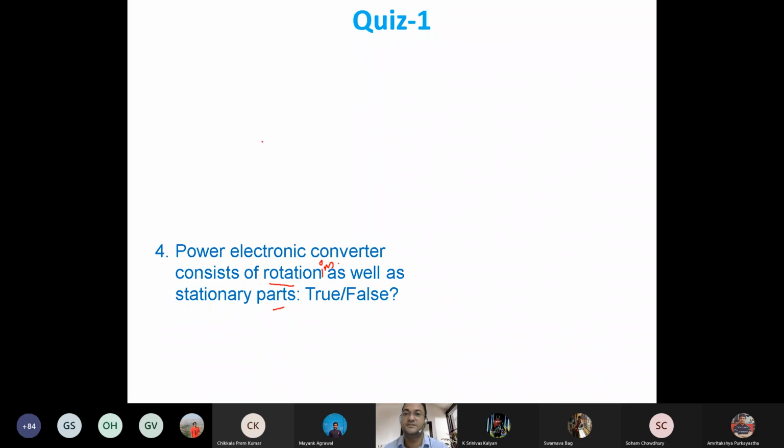Answers? Achha, some of you please turn on your mic. I can't see the chat box. I have to log in. Give me the answer. Is it true or false? False, right? Because we are not going to use any rotating system. That's pretty easy. Good. Okay.